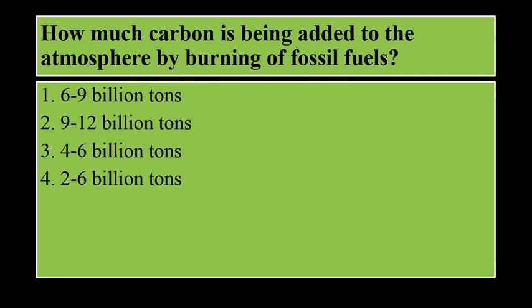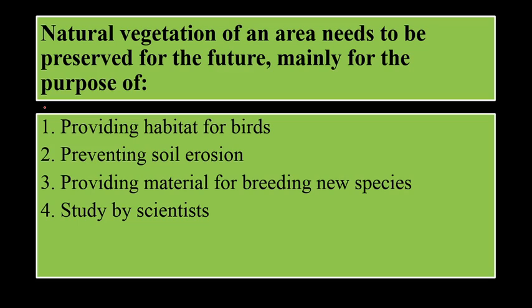How much carbon is being added to the atmosphere by burning of fossil fuels? The options are 6 to 9 billion tons, 9 to 12 billion tons, 4 to 6 billion tons, or 2 to 6 billion tons. So 6 to 9 billion tons of carbon is being added into the atmosphere by the burning of fossil fuels.